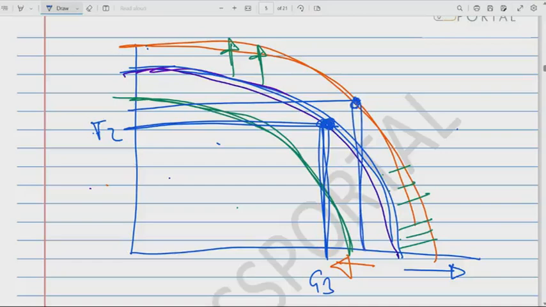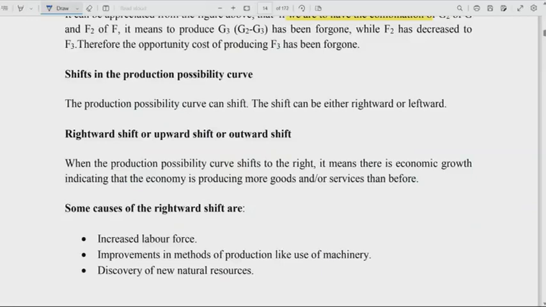So the shift to the right just means that there has been economic growth. We can produce more of the goods and services. Our resources have increased, right? So it's either our resources have increased or other factors. So what are the causes of the rightward shift? What could make an economy be able to produce more goods and services?